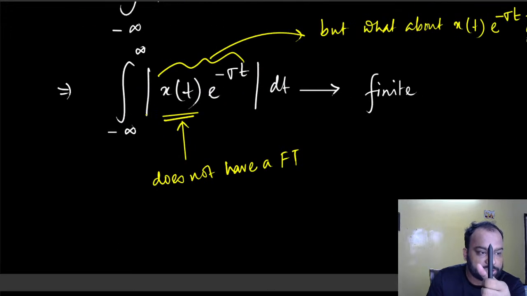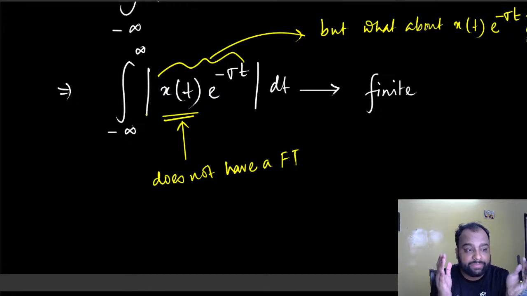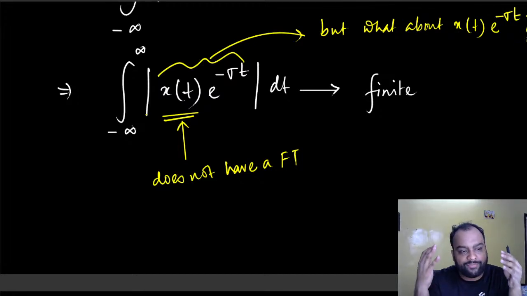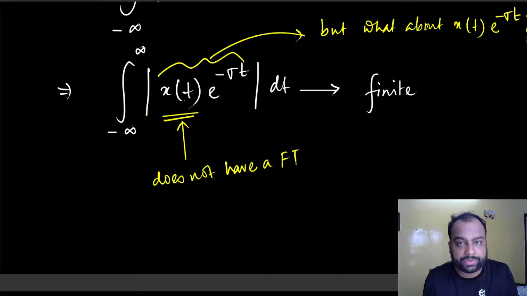Of course it now satisfies the necessary condition. What is the necessary condition? That x(t) into e to the power minus sigma t should have a finite absolute area under the curve, and that's true. So it is satisfying the necessary condition. Now let's see whether it can satisfy the sufficient conditions as well, so that we can guarantee a Fourier transform.